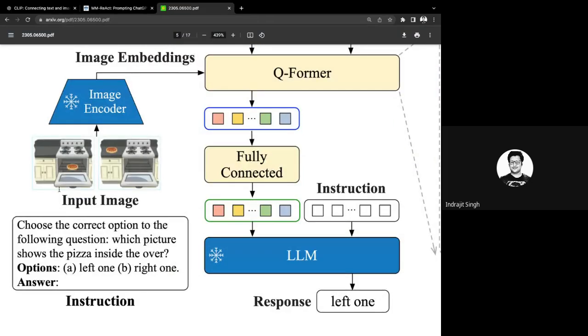Yes. So choose the correct option to the following question. Which picture shows the pizza inside the oven? Left one, right one, right?